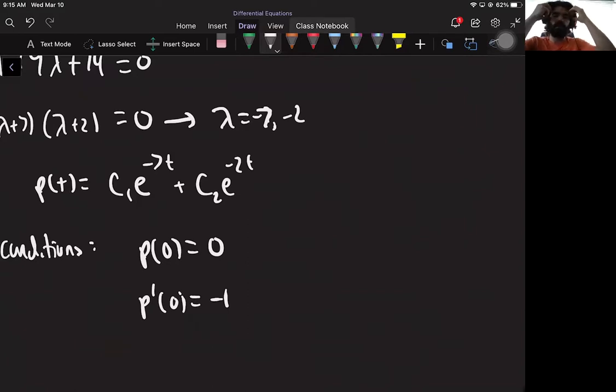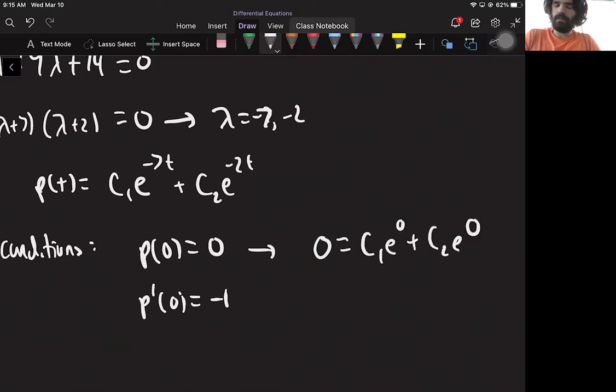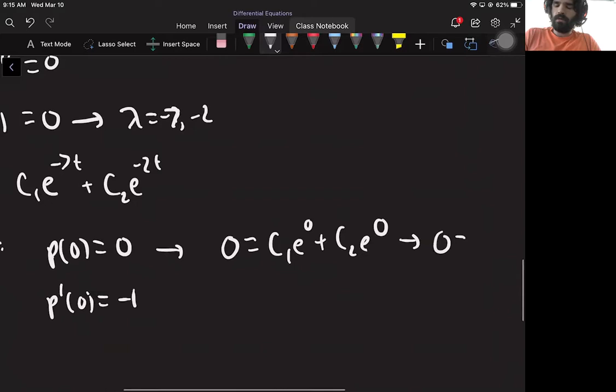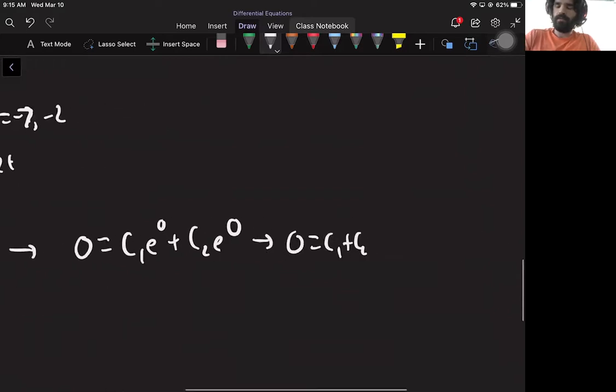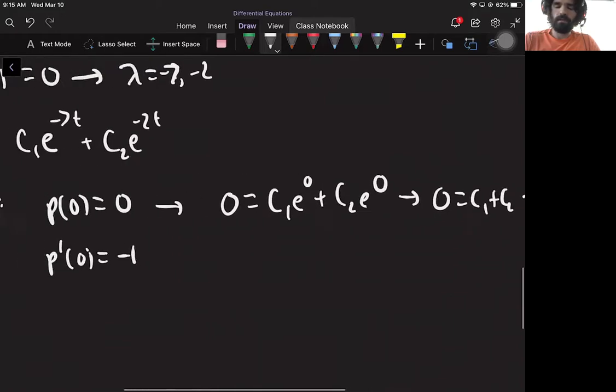So this is usually the most time-consuming part of these problems, finding these constants, but I'll do it anyway. Okay, so 0 equals C1 e to the 0 plus C2 e to the 0. 0 equals C1 plus C2. So C1 equals negative C2. Great, that's what one equation tells us.